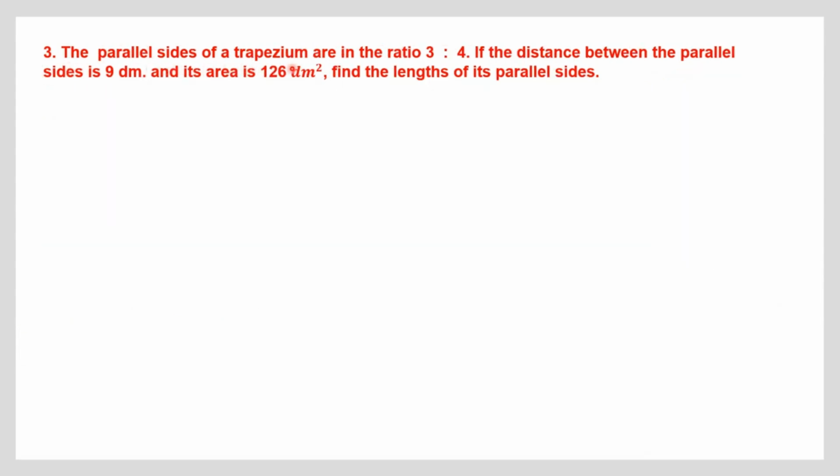Question 3. The parallel sides of a trapezium are in the ratio 3:4. If the distance between the parallel sides is 9 decimeter and its area is 126 decimeter square, find the lengths of its parallel sides. So decimeter is another unit of length. Okay, so now let's draw a figure to understand. So we have a trapezium, the parallel sides. So AD and BC are the two parallel sides. We can draw the arrowheads for us to understand. These are the two parallel sides and they are in the ratio 3:4.